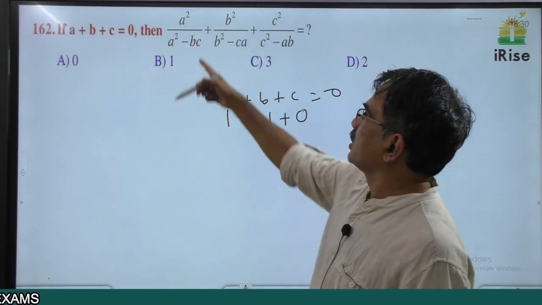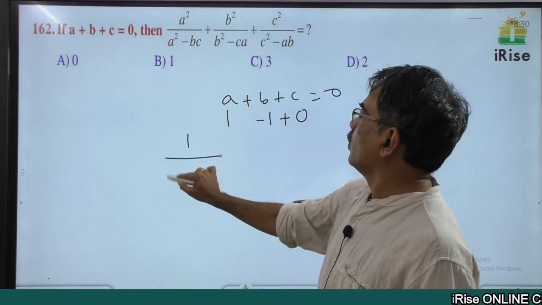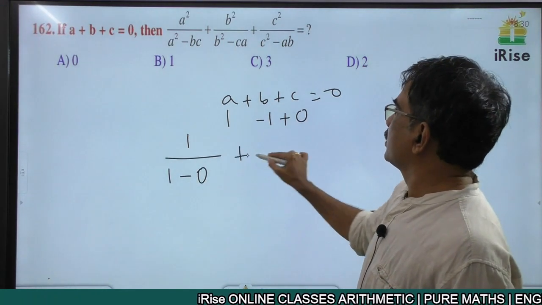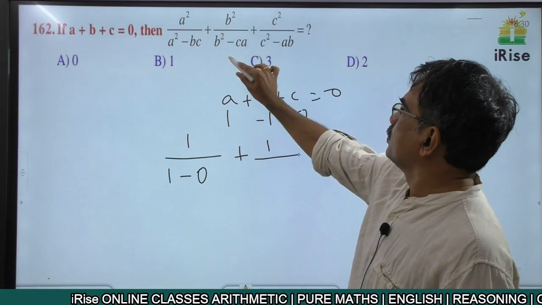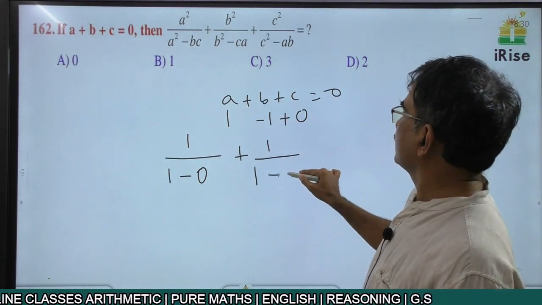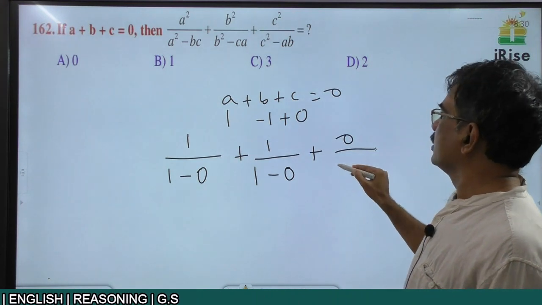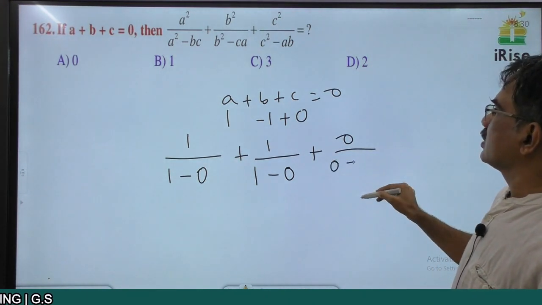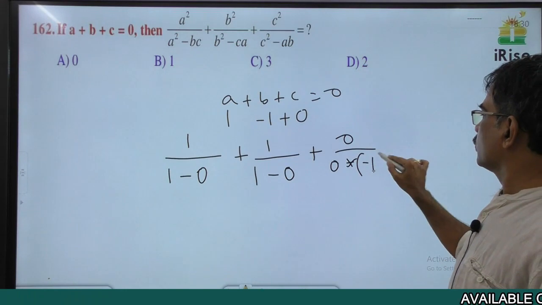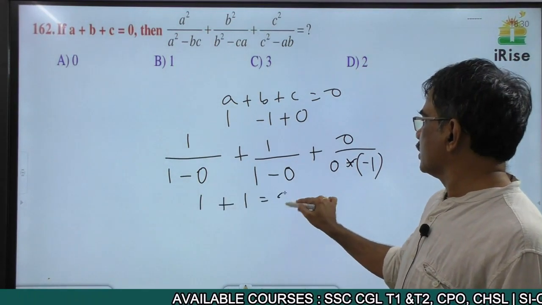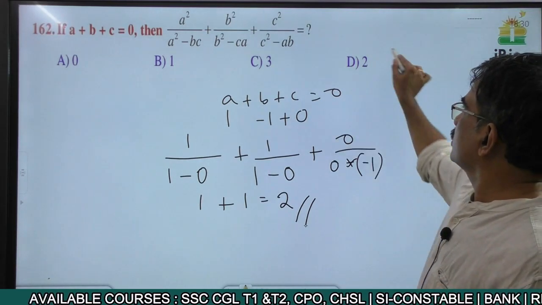Then what does the equation become? a square 1 by 1 minus bc 0, plus b square 1 by 1 minus ca 0. c is already 0. This is 0 minus 0 minus a into b, minus 1. So this is 1 plus 1. So the answer is 2 for this question. Answer is 2.